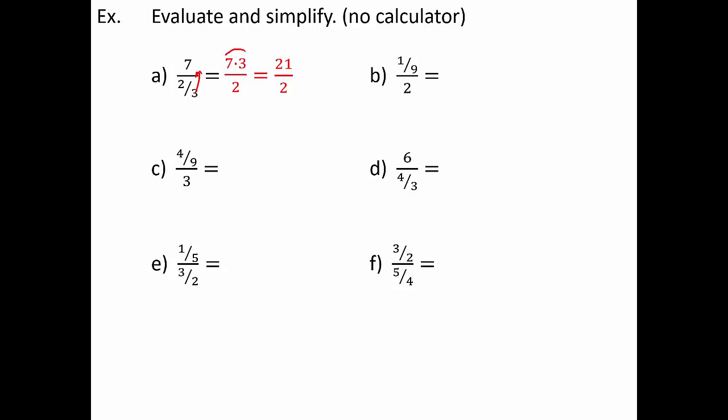Again, I'm writing this step just to illustrate how I got from here to here. Typically, I wouldn't bother writing that step. Question B, 1/9 divided by 2, move the 9 downstairs. That's going to be 18. So final answer, 1 over 18.